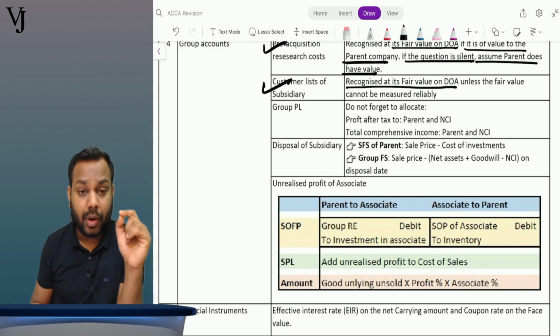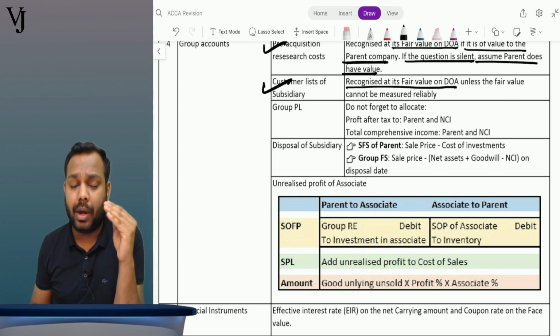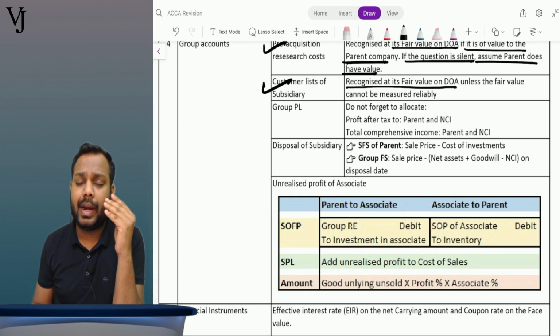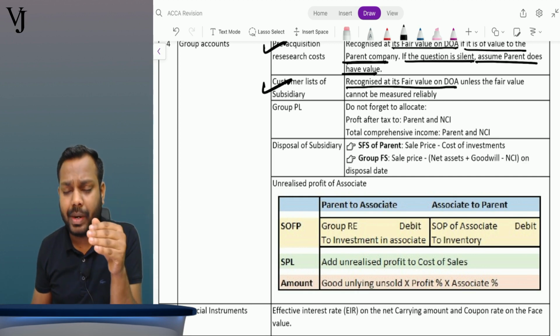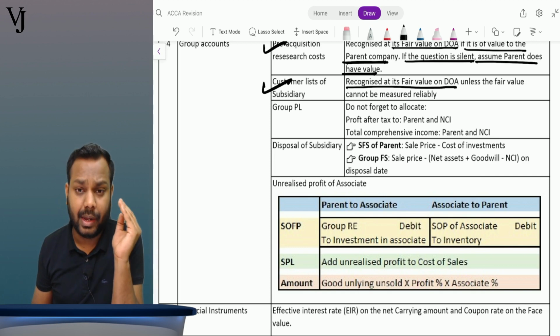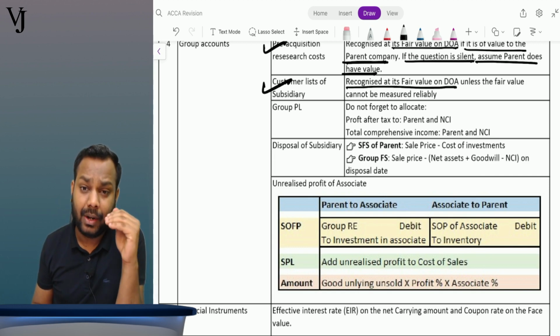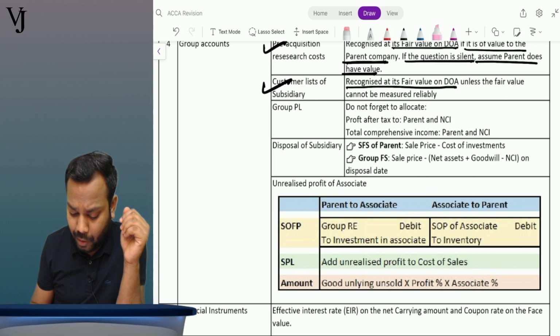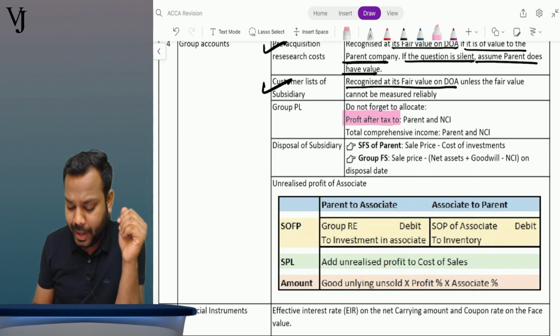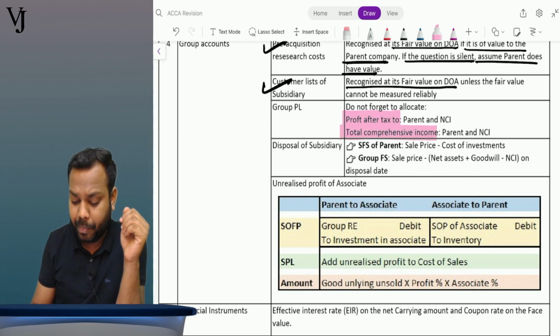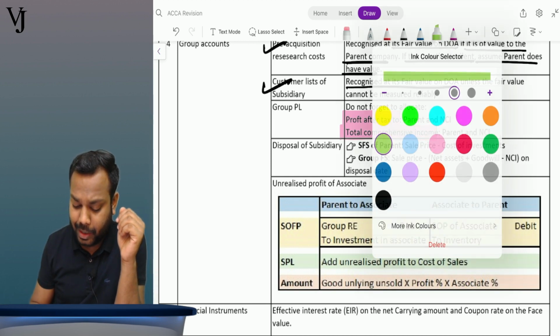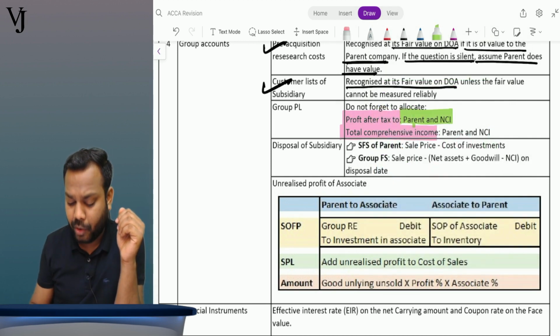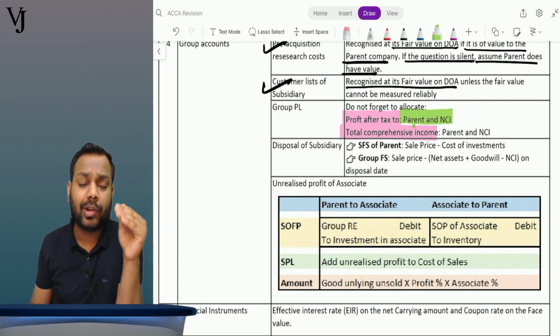Now, in P&L, do not forget, guys, this is a very common mistake I've seen. They just calculate total profit after tax, then they write other comprehensive income and they write total comprehensive income. Till here they calculate everything correctly, but they tend to forget to do the allocation of the profit after tax to parent and NCI, and total comprehensive income to parent and NCI. We discussed in class multiple times that you have to do the allocation of profit to owners of the company and NCI.